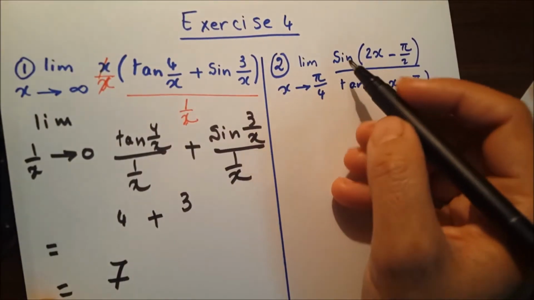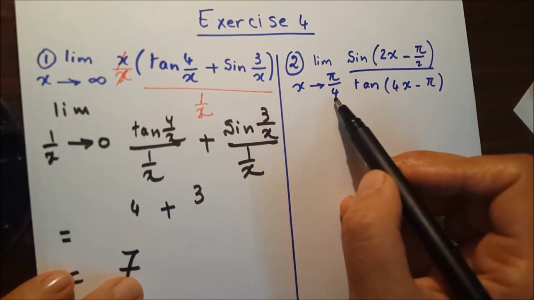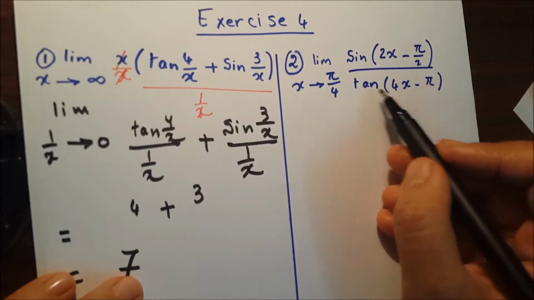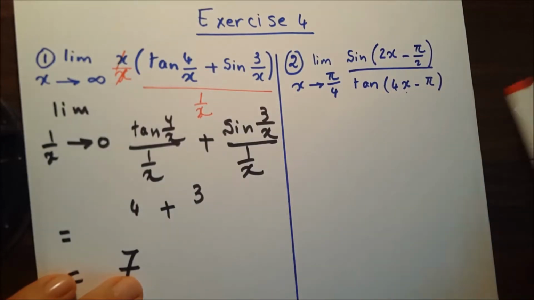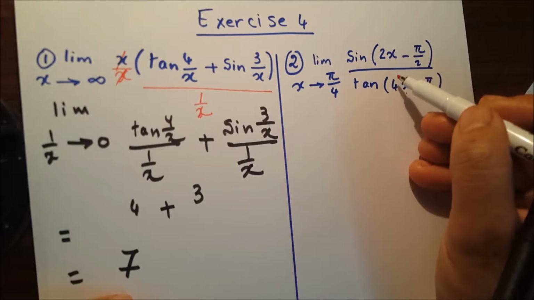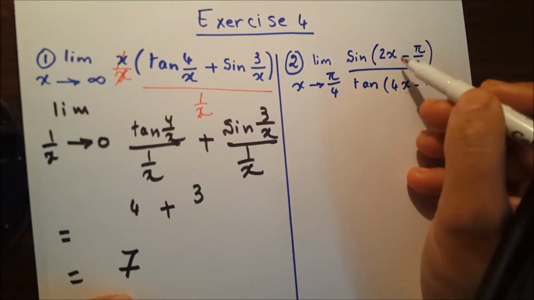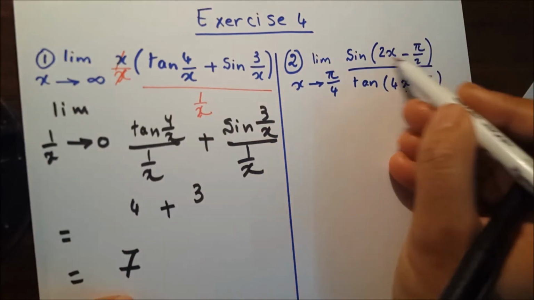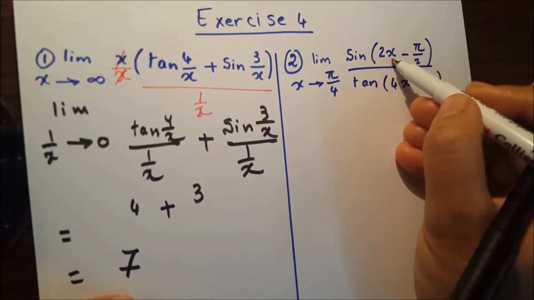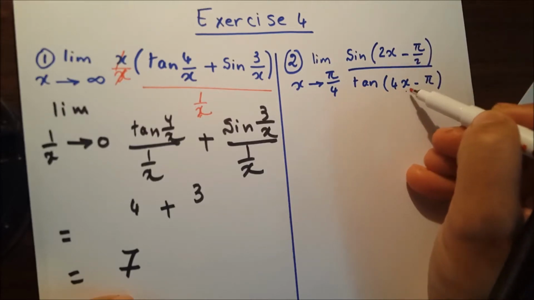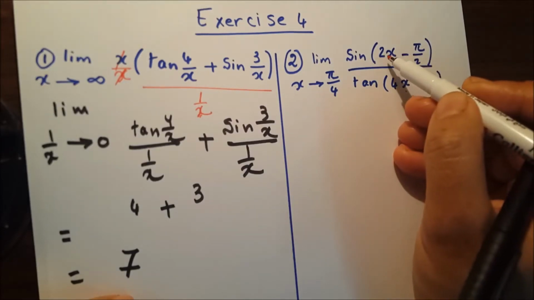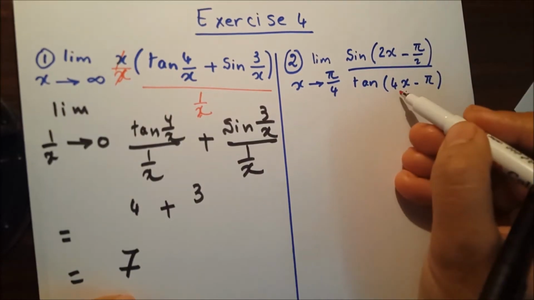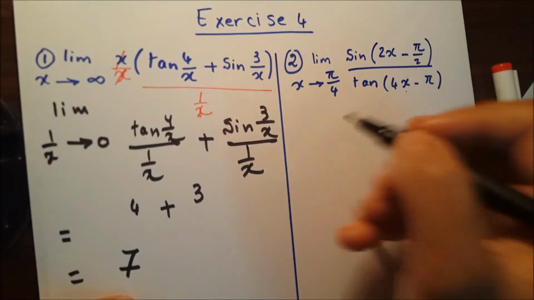Number 2, find the limit as x tends to pi over 4 of sine (2x minus pi over 2), and down it's tan (4x minus pi). The angle here is an expression, but we need to divide up and down by the same angle, and we need this expression to match the angle. Here we have 2x minus pi over 2, and here the angle is 4x minus pi. In the numerator, we're going to take out 2 as a common factor, and down you're going to take out 4 as a common factor, and let's see.